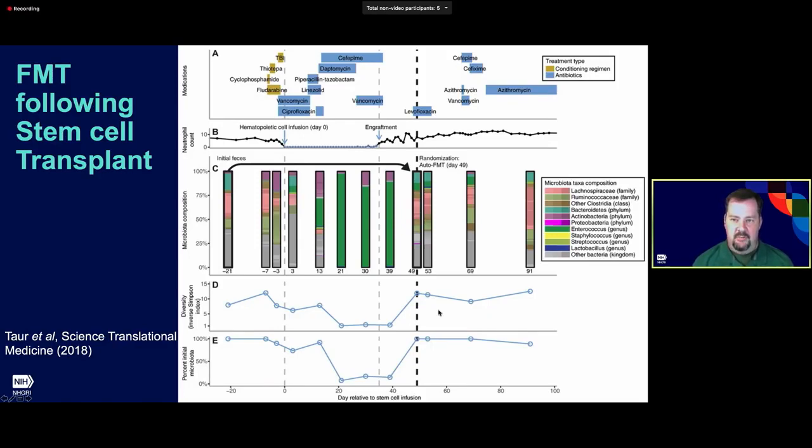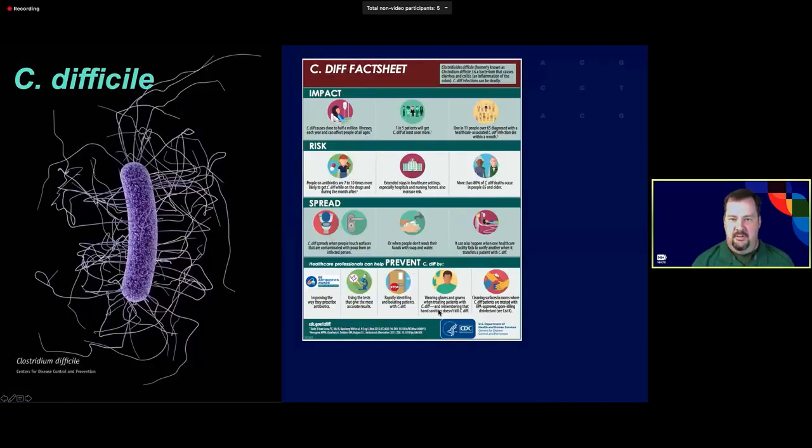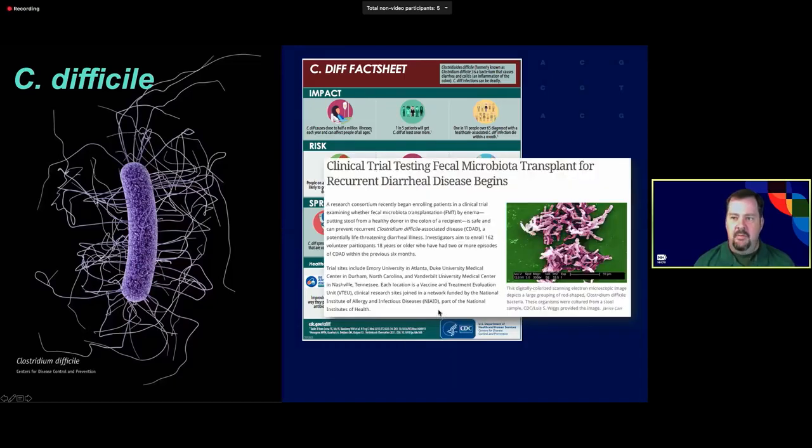And actually, fecal microbiome transplants are one of the things that has really revolutionized the treatment of Clostridium difficile infections. This is a little fact sheet from the CDC on C. diff. If you go to hospitals, you'll tend to see these kinds of sheets on the doors. It's taken very seriously. And this is an example of a clinical trial that was being used to look at whether fecal microbiome transplants could prevent or treat recurrent diarrheal disease from Clostridium infections.